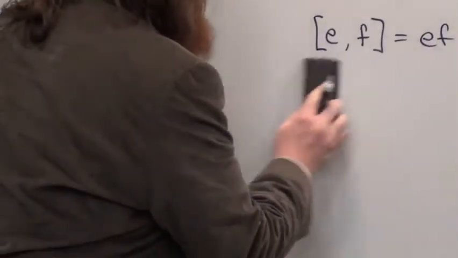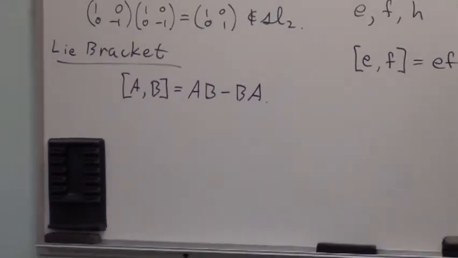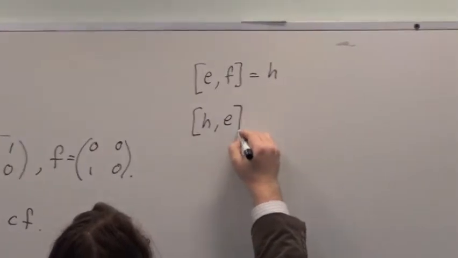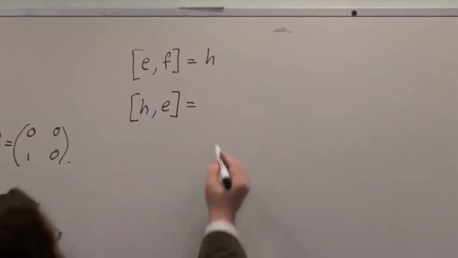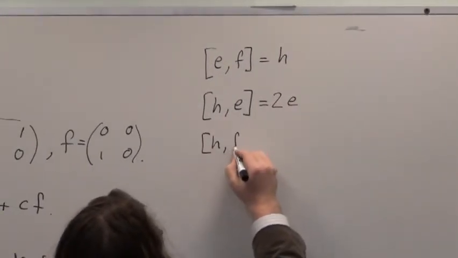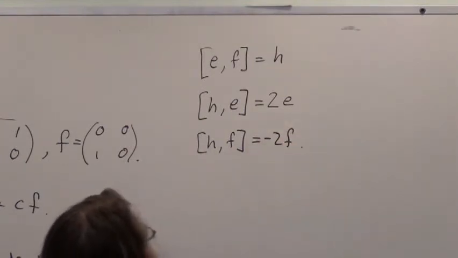Let me move these up because I don't need them. So what we get is one of the products. E times F, or E bracket F, is H. H bracket E, that's not hard to compute, is 2 times E. And H bracketed with F is minus 2 F.